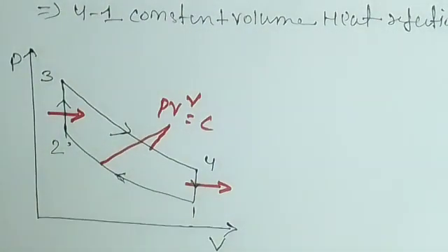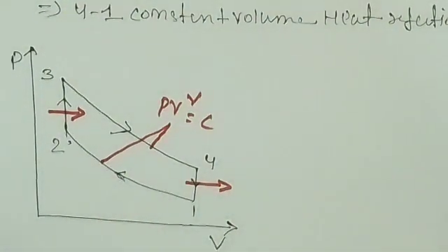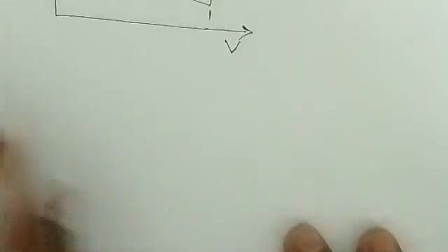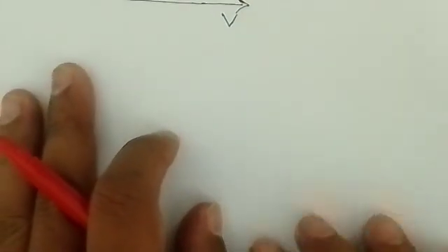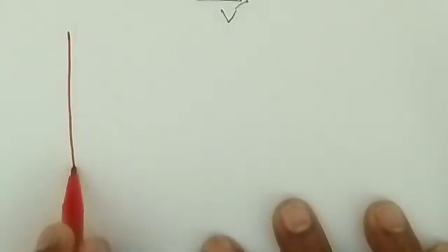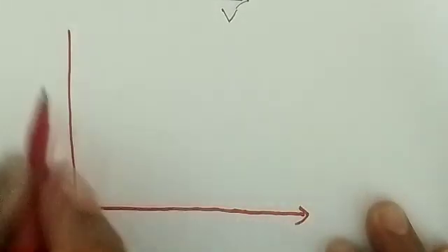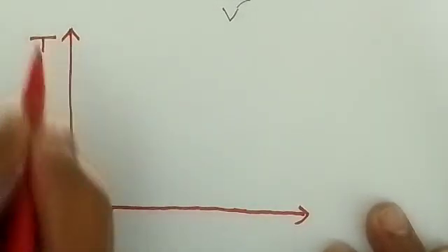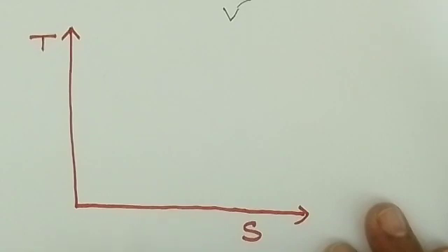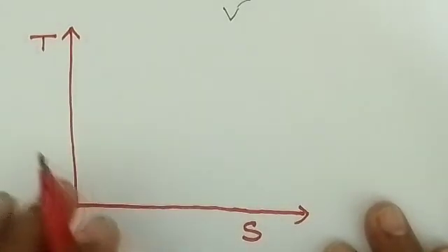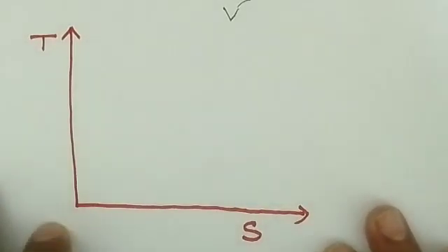Now let's see the temperature versus entropy diagram for the Otto cycle. How will it be? Here I am taking temperature on the y-axis and entropy on the x-axis. So here is the temperature and this is the entropy. First of all, you have to draw two constant volume lines.